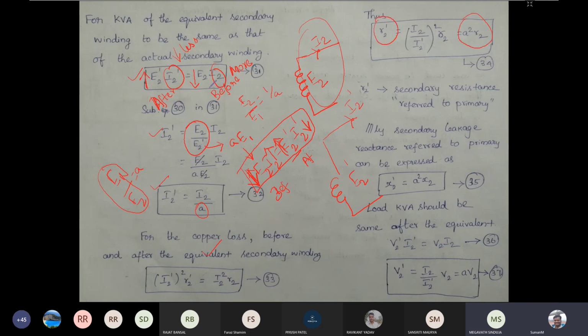So you can understand clearly that the voltage E2 and E2 dash, I2 and I2 dash are related by the transformation ratio A, whereas the reactance and the resistance are related by A square. Voltage and current are related by the transformation ratio A. Reactance and resistance are related by the transformation ratio A square. You can see here the reactance X2 dash is equal to A square into X2. As I said before, here they have used the same kVA, that is mainly power. They have related the power, nothing else.